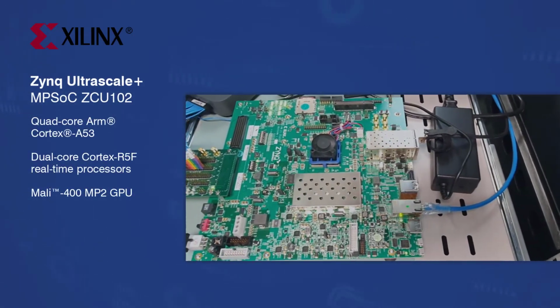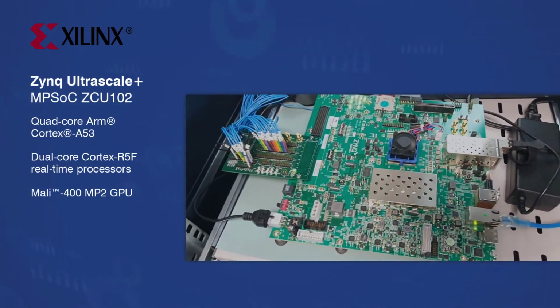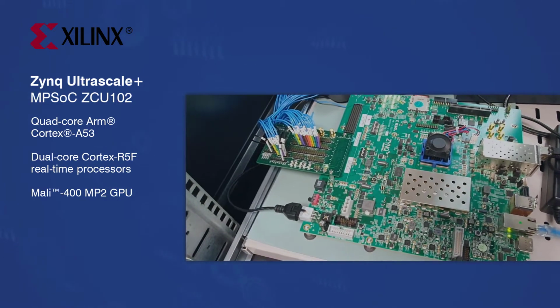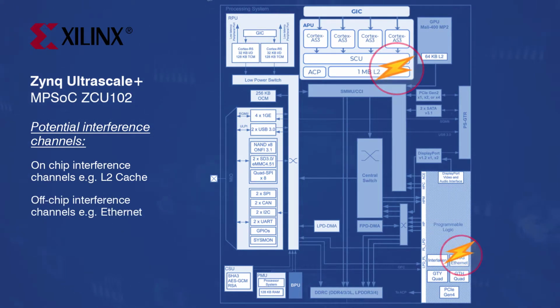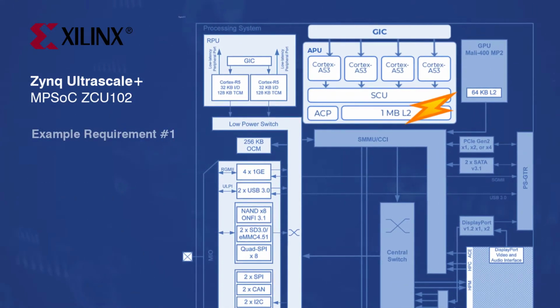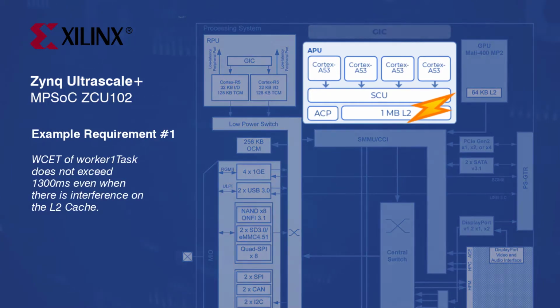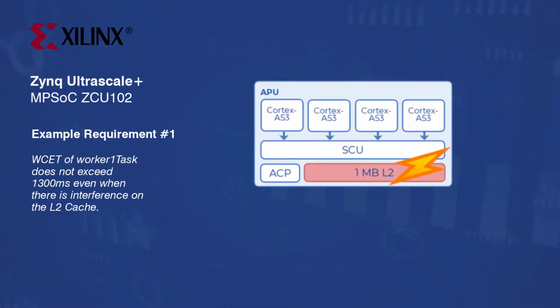In this video, we'll show you how these products support multicore timing analysis on a demo platform, a multicore matrix multiplication application running on the Xilinx UltraScale Plus ZCU development board. One of the timing requirements for the application is that the worst case execution time of the worker 1 task should not exceed 1300 milliseconds, even when there is interference on the L2 cache.